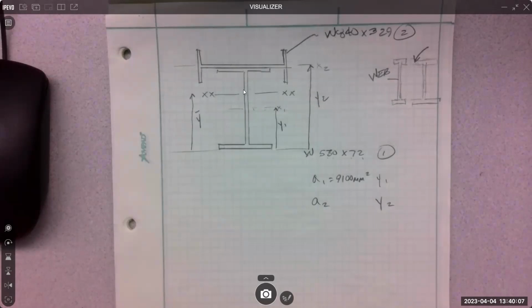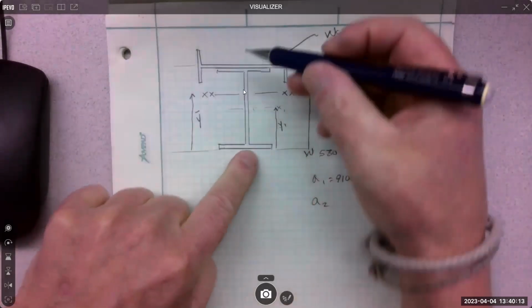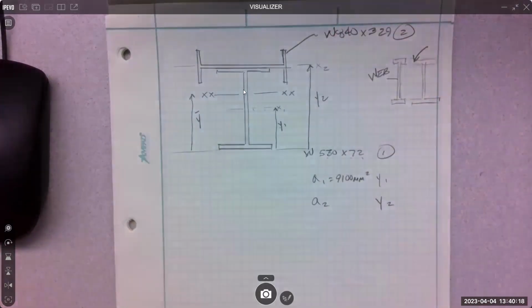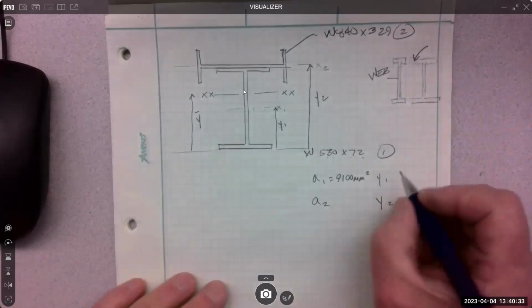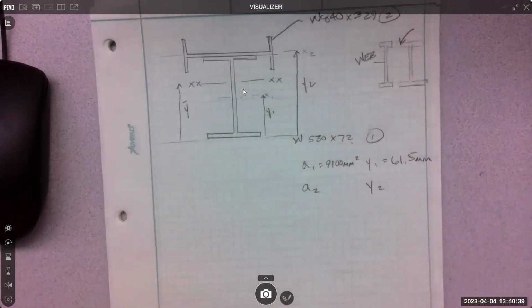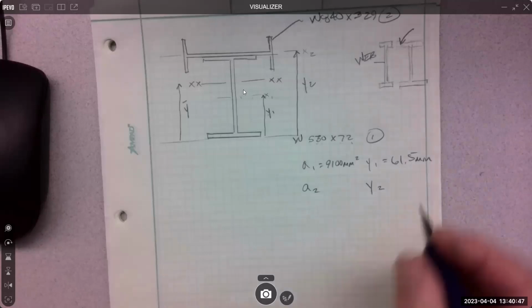What would Y1 be? Y1 is going to be half the distance of the total height, or the D dimension, of the 530/72. So the 530/72 D dimension is 523, so we're half of that. 261.5 millimeters. So tag those units because they'll become a problem.